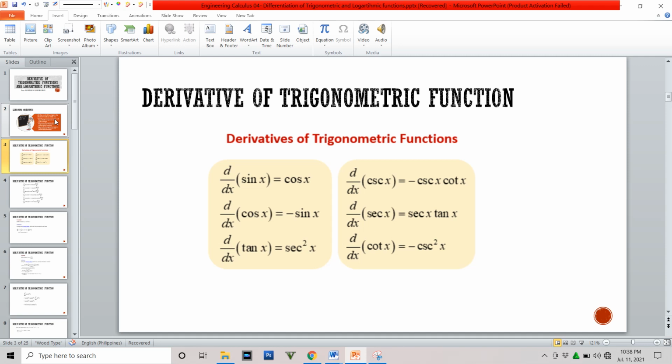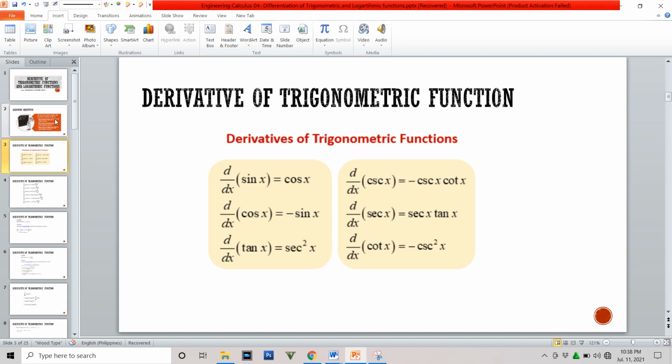So these are general formulas involving trigonometric functions. So basically we have 6. So yung sa sine x, the derivative of sine x is just equal to cosine x. And then the derivative of cosine x will be equal to negative sine x. And para sa tangent, that is just equal to the square of the secant function of that x.